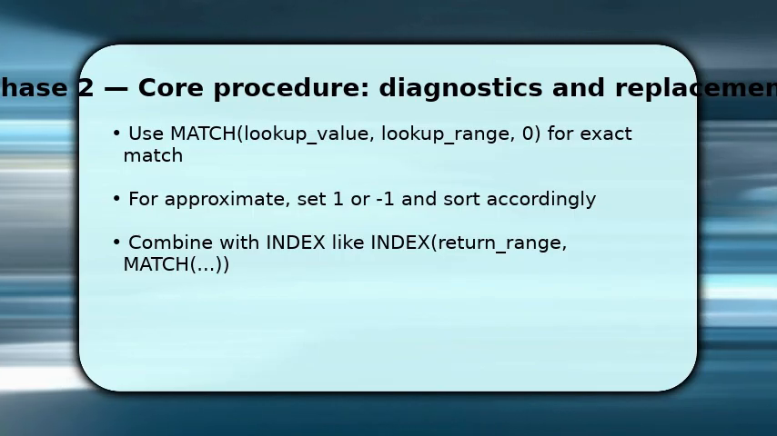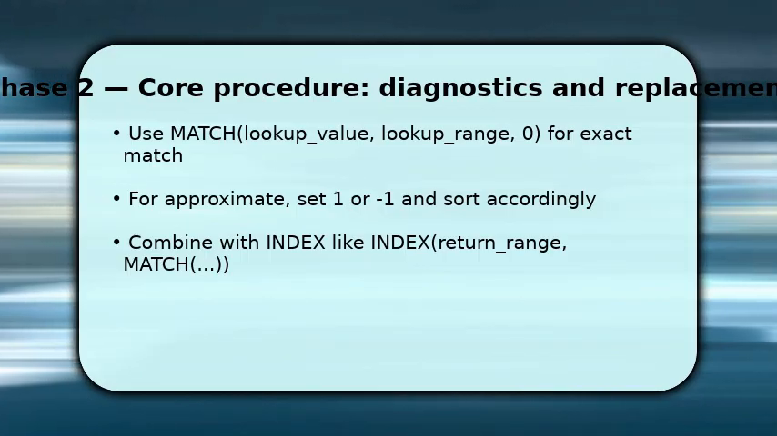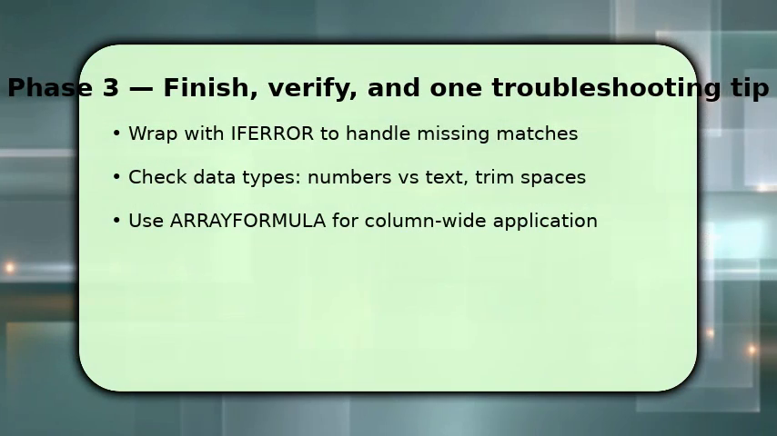After confirming MATCH returns the expected position, wrap it into INDEX. INDEX, return range, MATCH. Make sure both ranges align in size and orientation. Mismatched ranges give errors or incorrect lookups. Finish by testing several scenarios: exact hits, misses, and type mismatches.